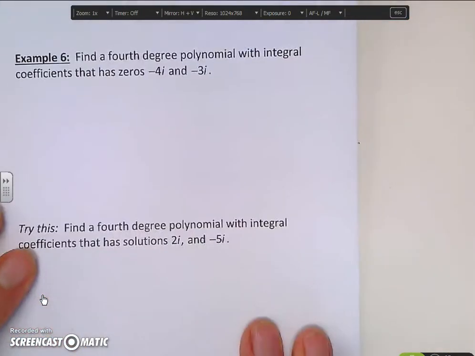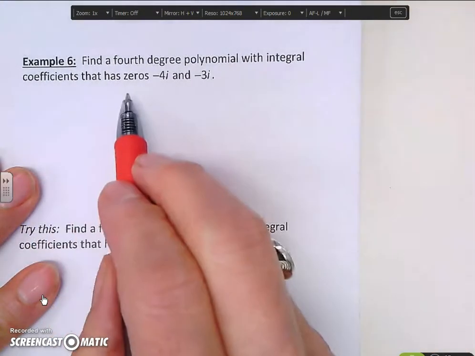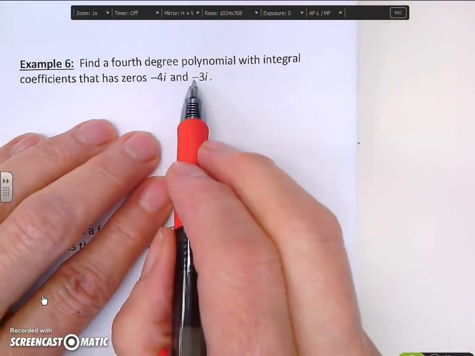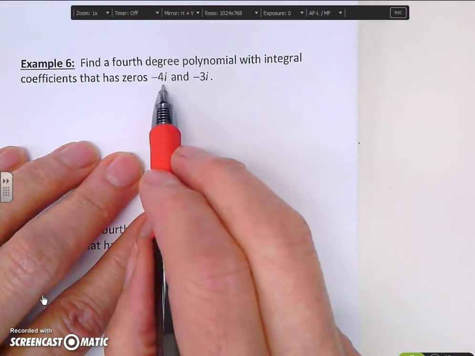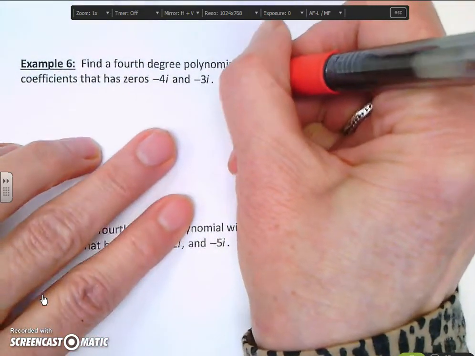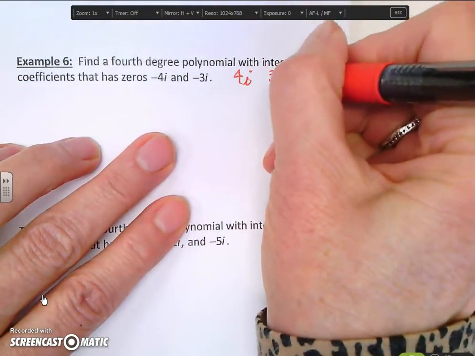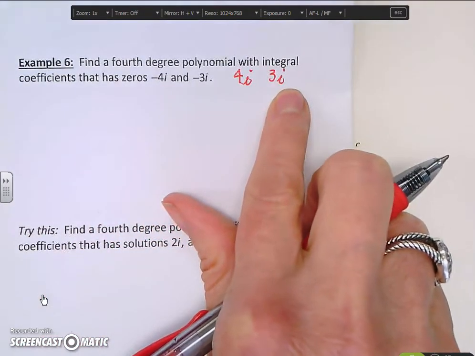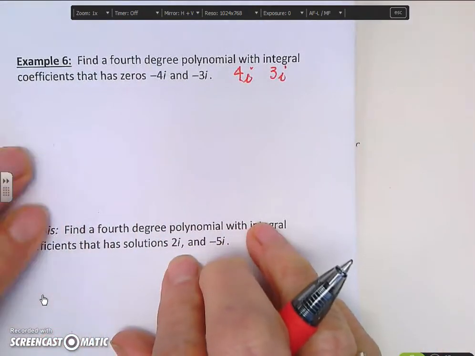All right, so then example 6, it says find a fourth degree polynomial with integral coefficients that has zeros of negative 4i and negative 3i. So because we know that our imaginary solutions come in conjugate pairs, the conjugate of negative 4i is positive 4i, and the conjugate of negative 3i is a positive 3i. So I have now the 1, 2, 3, 4 roots, and that's going to give me a fourth degree polynomial when I multiply all my factors out.